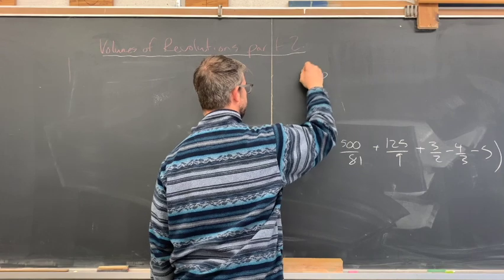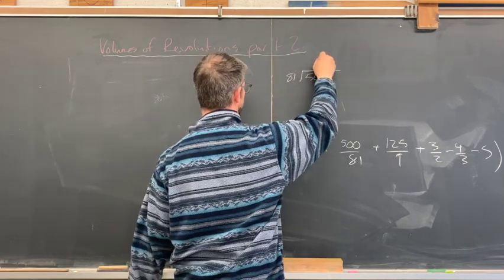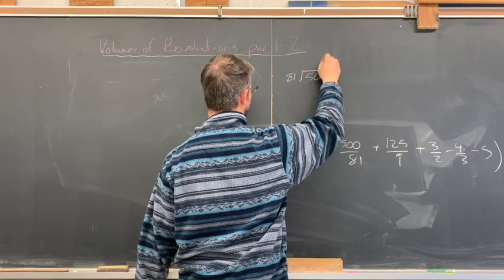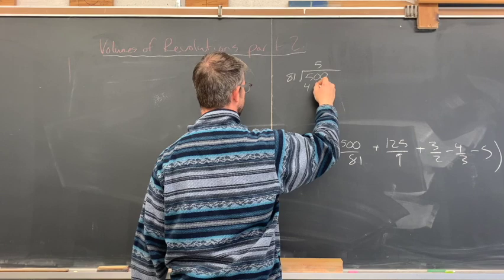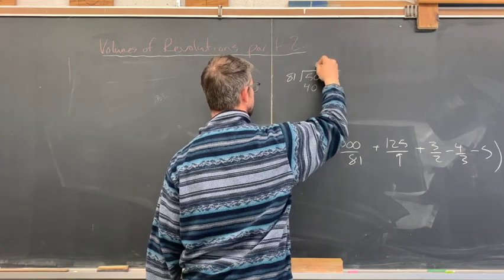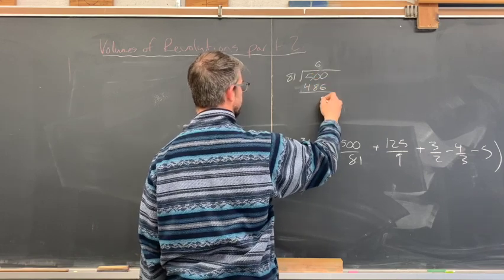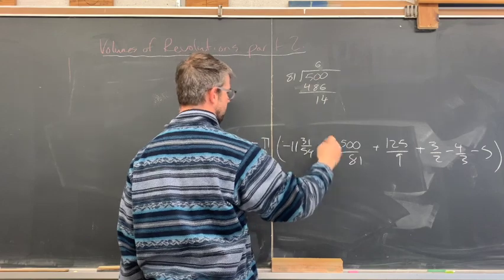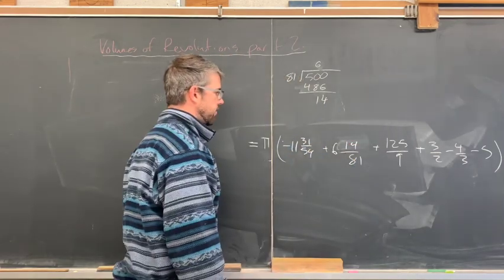Now 500 goes into 81 very similarly. Sorry, 81 goes into 500. Is it 4? 5? 5 times, because that's going to be 405. So it's actually going to be 6 times. It's going to be 486. Great. And then that's going to leave me with 14 as my remainder. So that's going to be 6 and 14/81.